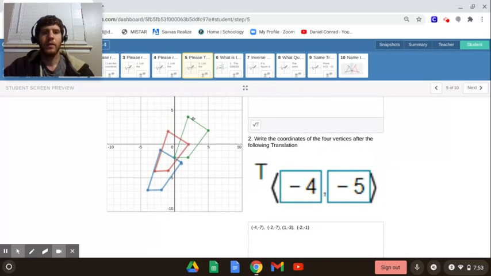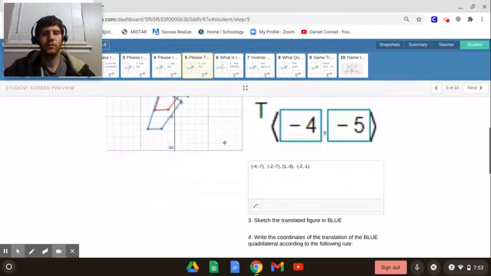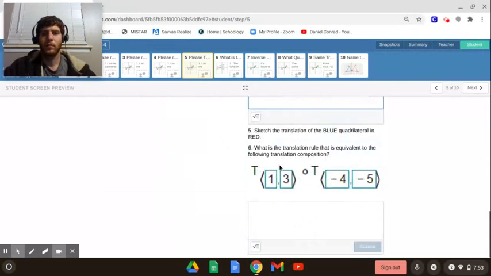The last one wants, if we combine them, instead of doing the composition of the first one and then the second one, if we just went straight from the green to the red, we'd go left 1, 2, 3, and then 2 down. So if we combined them, we'd be going left 3 and down 2.